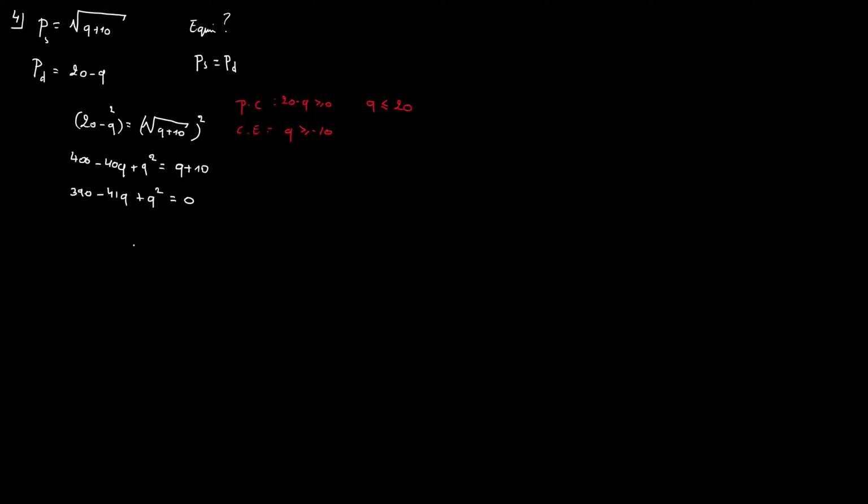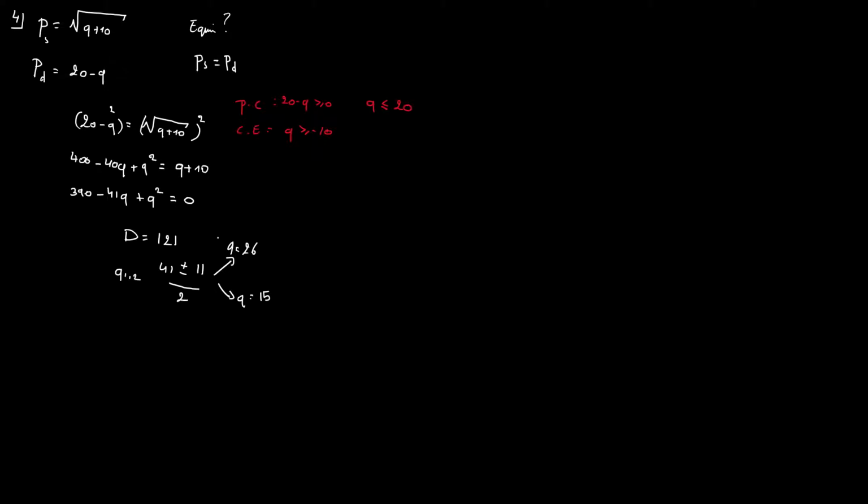Now, where is that equal to 0? For this, let's calculate the discriminant. And the discriminant of this function is equal to 121. Meaning that Q has two possible solutions. It has 41 plus minus the square root of 121, which is 11, over 2. Which gives us the following two solutions. It gives us the solution where Q is equal to 26 and Q is equal to 15.